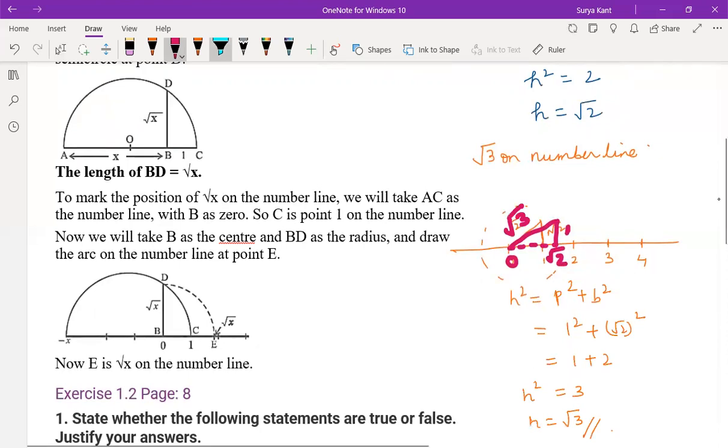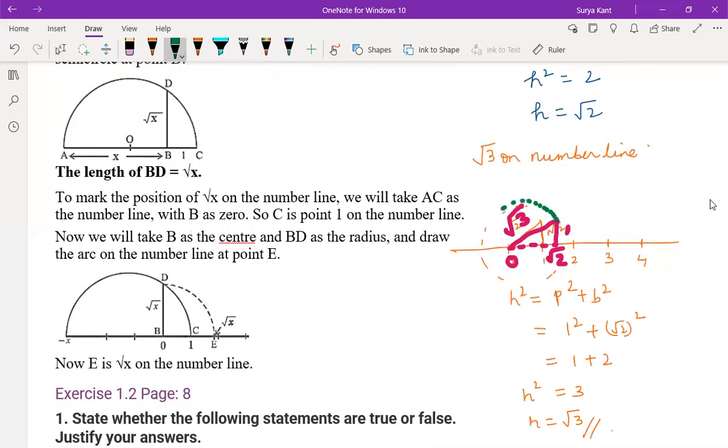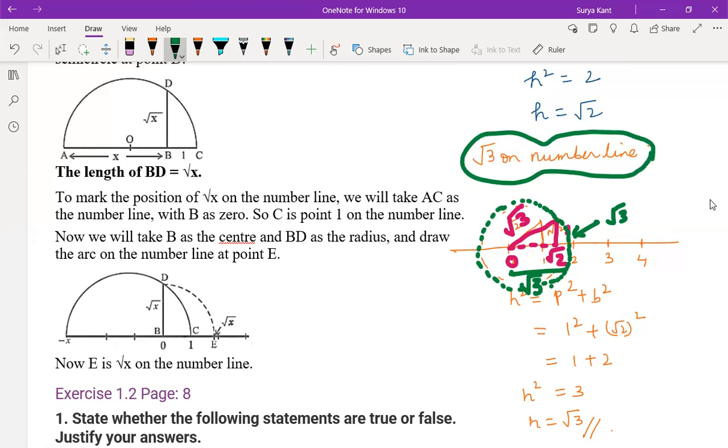Similarly, you just draw one circle with root 3. You will get a point here as root 3, and the distance from here to here is nothing but root 3. Is it clear, children, or not? Yes, sir. Anyone who is having doubt in the root part, root 2, root 3, how to draw root 2, root 3, you can tell me right now.